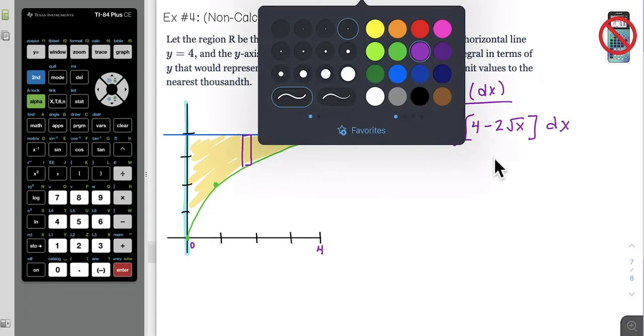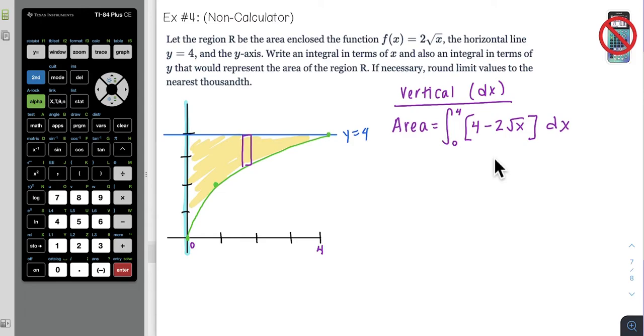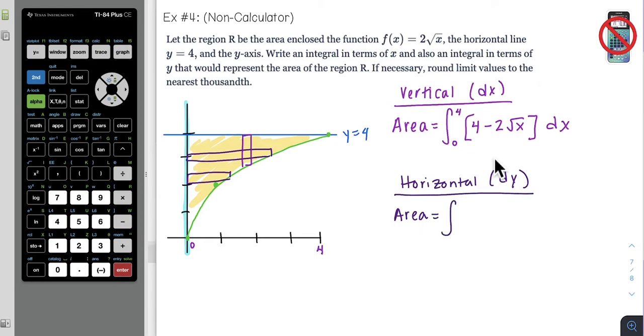But I might also want to consider doing it as a horizontal slice. All right, so I'll draw a couple of rectangles just to show it. So for a horizontal slice, horizontal rectangles, those are dy's because see how they're resting against the y-axis? So when we go to do those with the area, we want everything to be in terms of y. In this case, we're also going from 0 to 4 on the y-axis, so that's going to stay the same. This is going to be a dy equation.